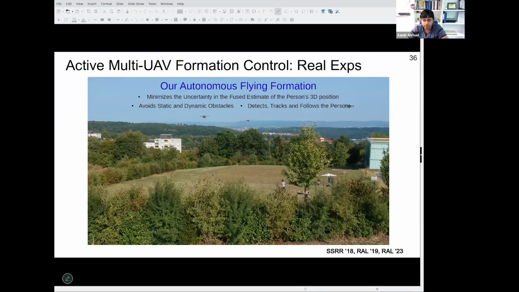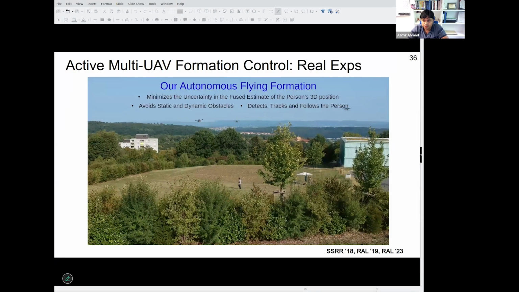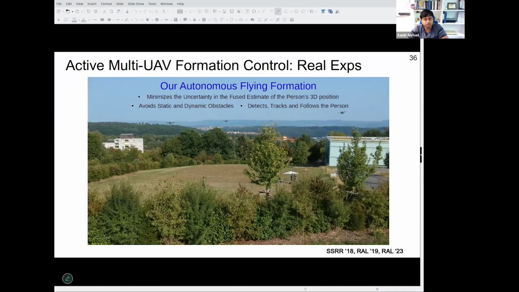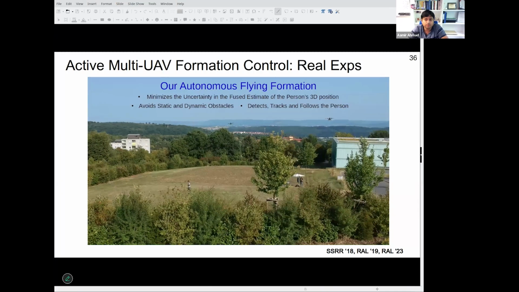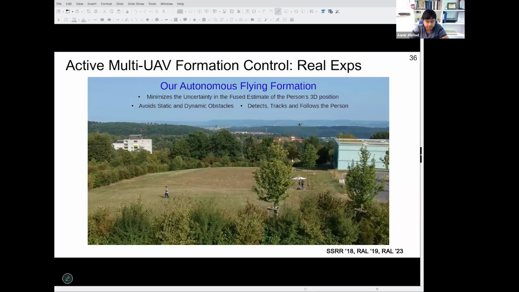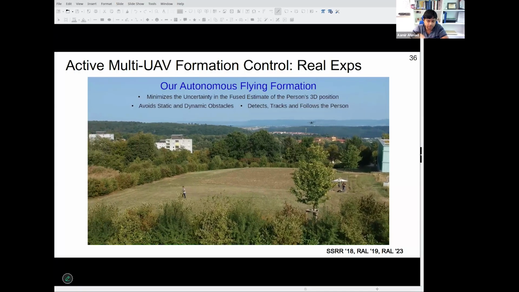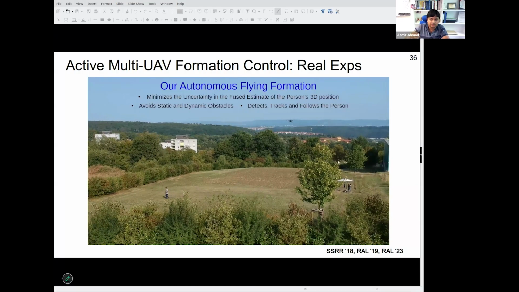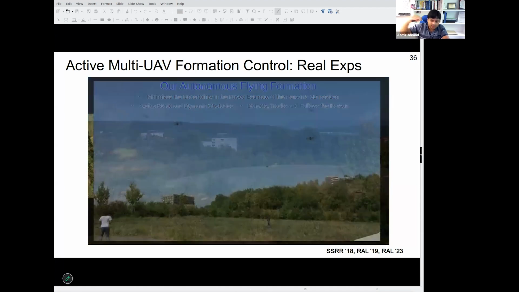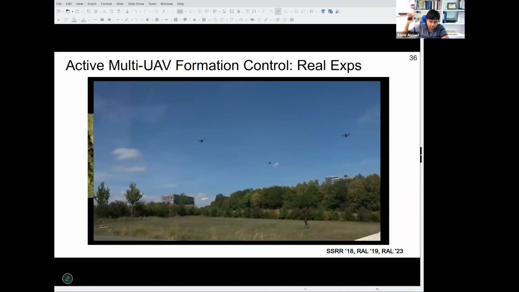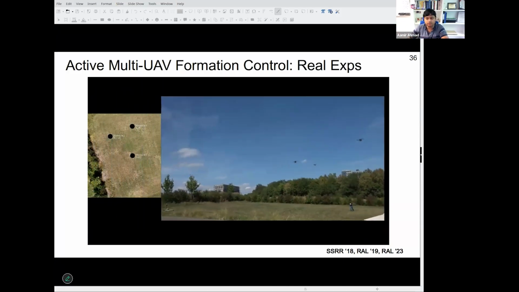Okay, let's put this all together and watch the performance of these drones doing both cooperative perception, which was active at the level of region of interest selection, and now active at the level of computing the best pathways as a formation to take in order to track the person.